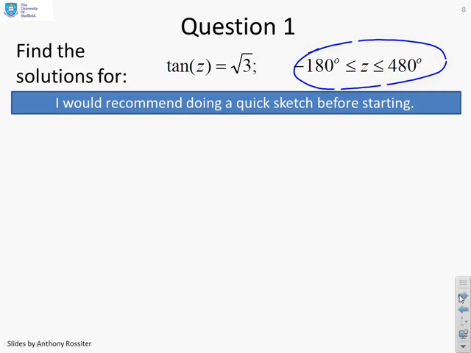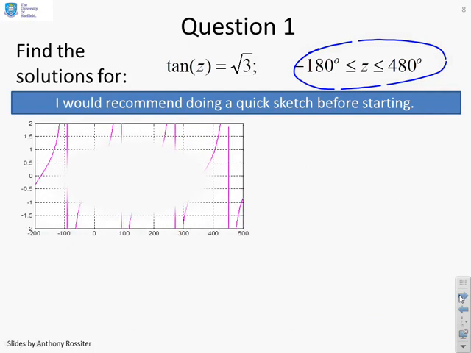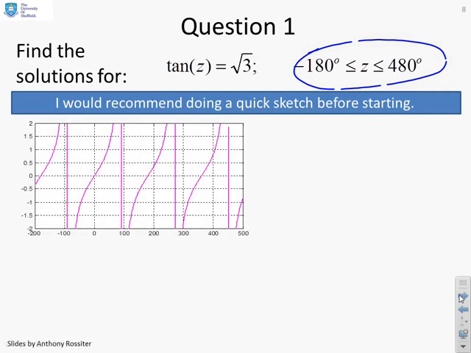And by now, you'll know the technique I recommend, which is first do a sketch of your tan curve. So here's my sketch of a tan curve. And what I'm going to do is look for this value root 3, which is probably around 1.7, so it's up here somewhere. So I've got a solution here, I've got a solution here, I've got a solution here, and I should have done the negative one. I've got a solution here. I can see where my solutions are.